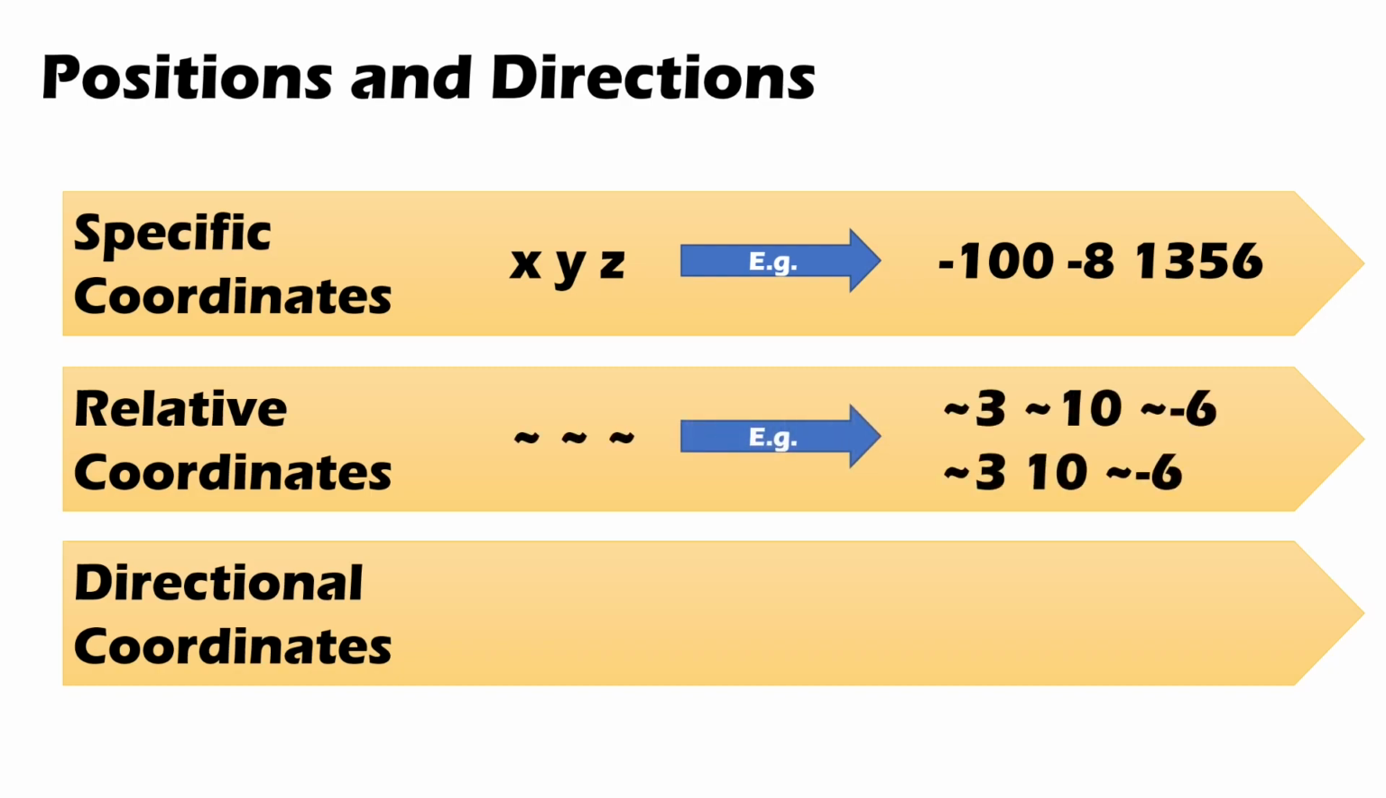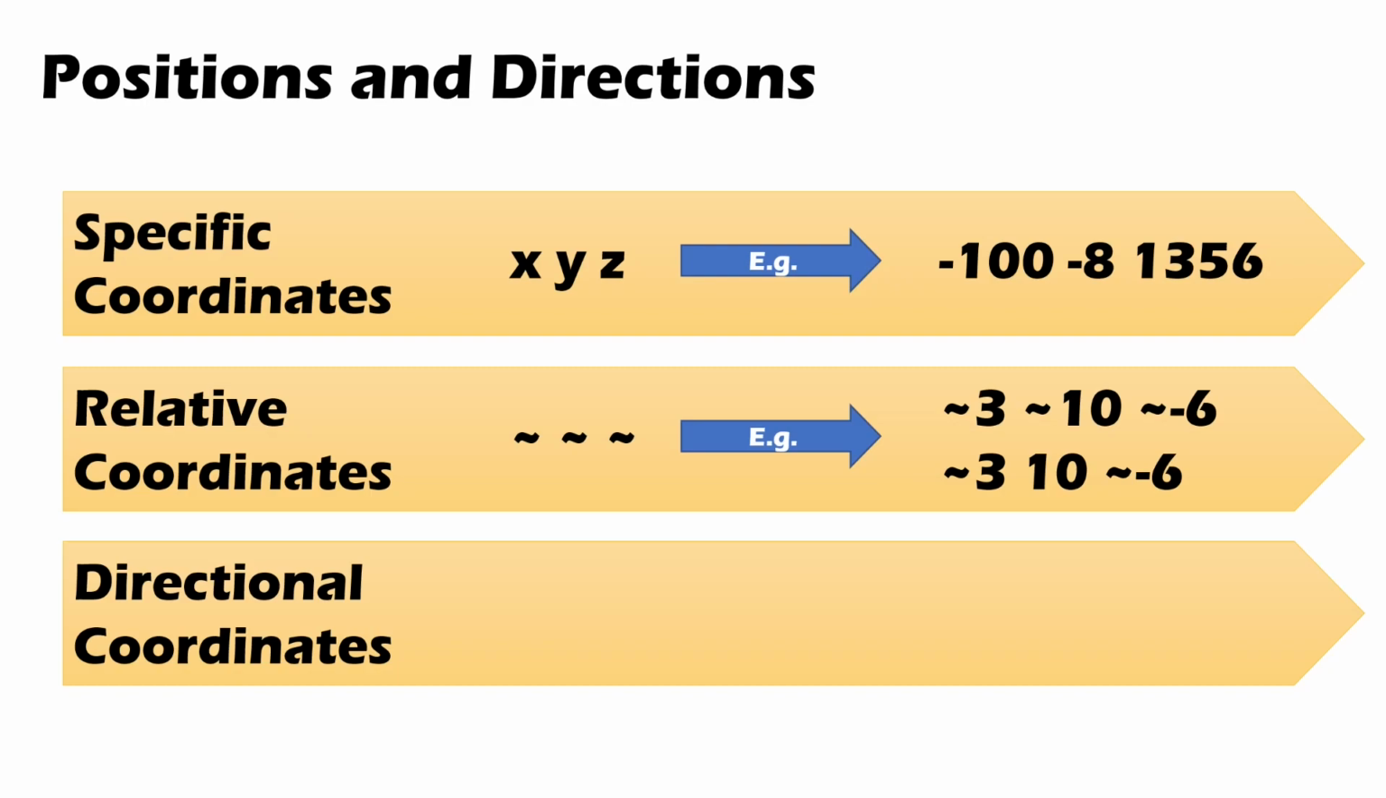And they use the tilde symbol. That wavy line is called a tilde. And these refer to a direction from where the command is run. So typically if you're running a command, you're running it as yourself. This means a direction from you, the player. And tilde 3 means 3 blocks in the positive X direction. Tilde 10 means 10 blocks upwards in the y direction. And tilde minus 6 means 6 blocks in a negative z direction.